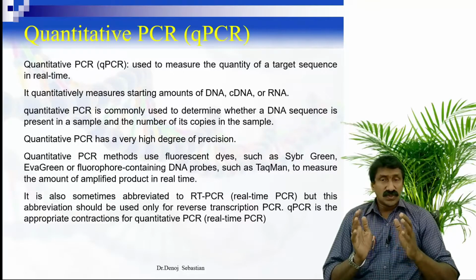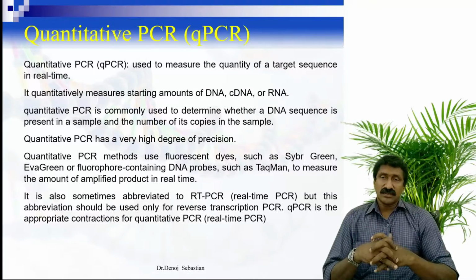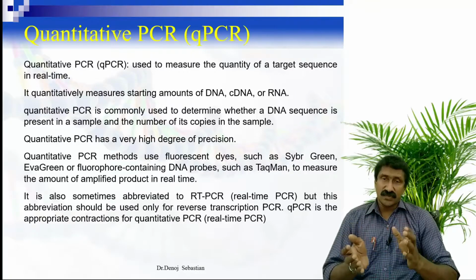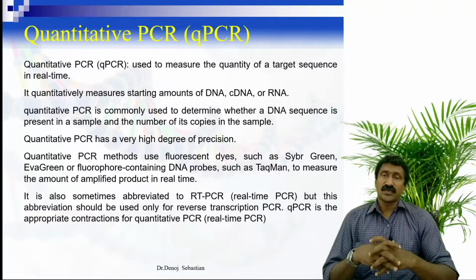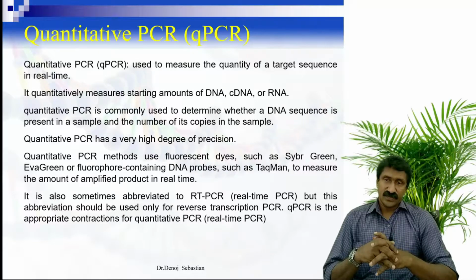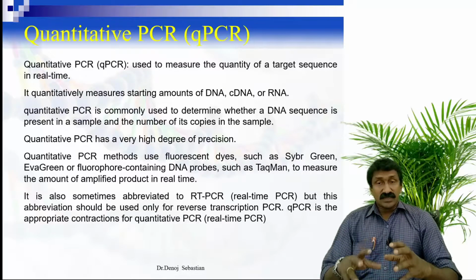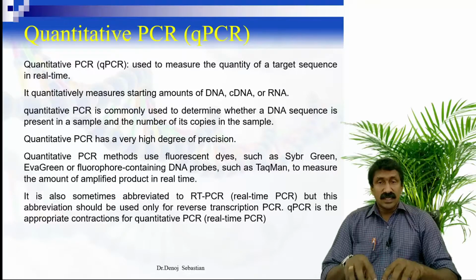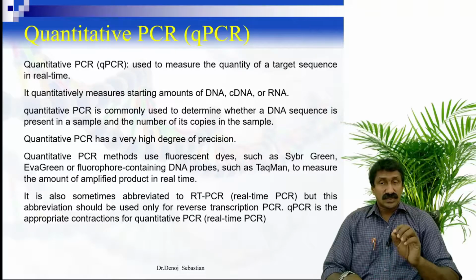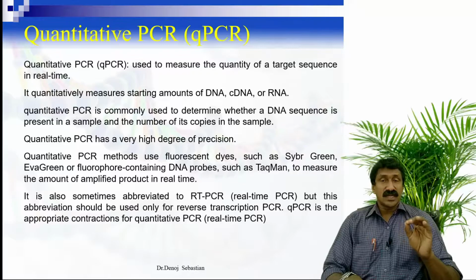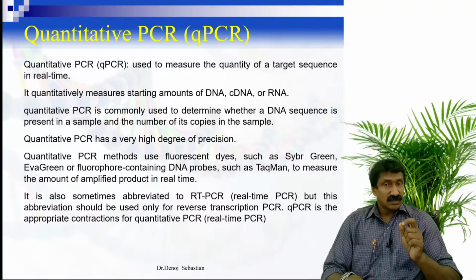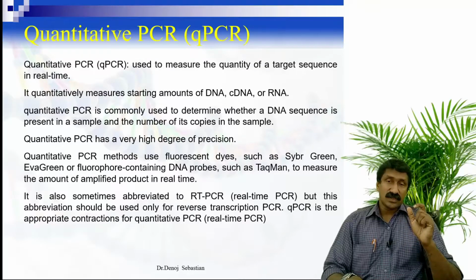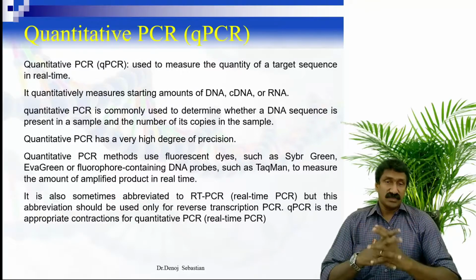These methods use fluorescent dyes such as SYBR Green, EvaGreen, or fluorophore-containing DNA probes such as TaqMan to measure the amount of the amplified product in real time. It is also sometimes abbreviated to RT-PCR or real-time PCR. But this abbreviation should be used only for reverse transcription PCR, not real-time PCR. qPCR is the appropriate abbreviation for quantitative PCR or real-time PCR.